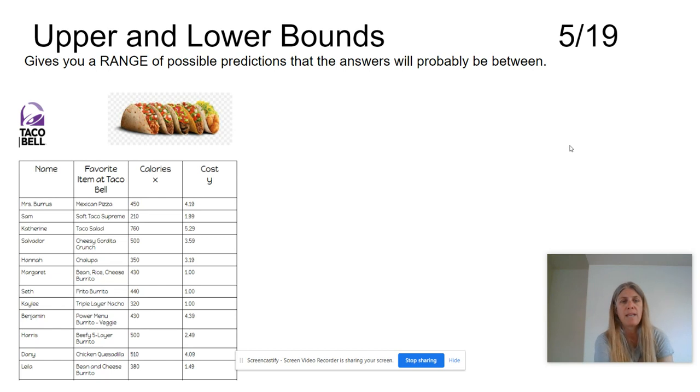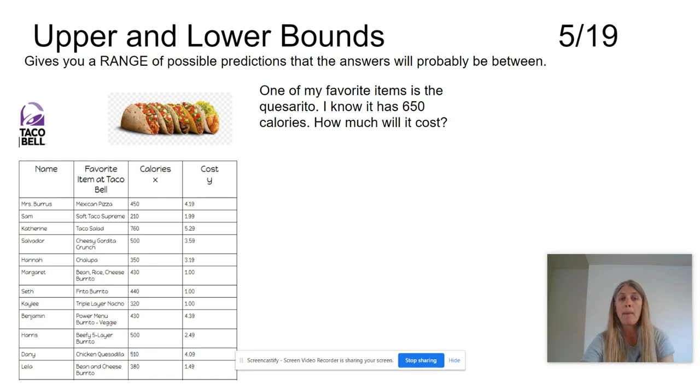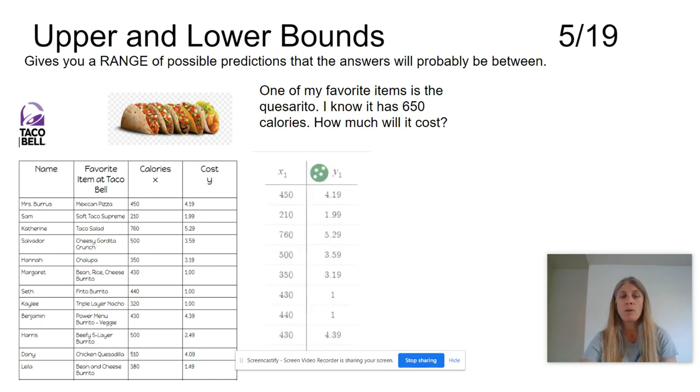So we're going to look at some data that I took from my students last year, which is their favorite items from Taco Bell, how many calories it has, and what is the cost. One of my favorite items at Taco Bell is the quesarito, and I know it has 650 calories. So I want to figure out how much it will cost. Now we'll see what that would look like using the line of best fit. But instead of just having one particular answer, we want a range. It'll cost between this amount and this amount. I'm going to walk you through exactly how to do this fairly quickly, and then I'm going to show you on Desmos how to get the information.